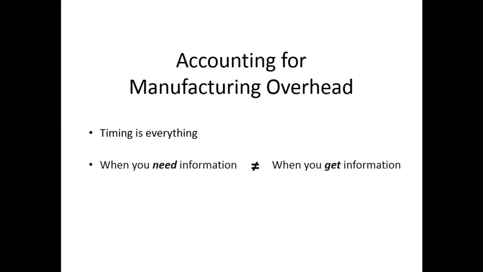Accounting for manufacturing overhead costs is not as straightforward as accounting for direct materials or direct labor for several reasons. One of the most challenging factors in accounting for manufacturing overhead is timing. Unfortunately, when you need information and when you get the information are two different things. So you'll find that you have to record estimated amounts first, then adjust to actual amounts later.